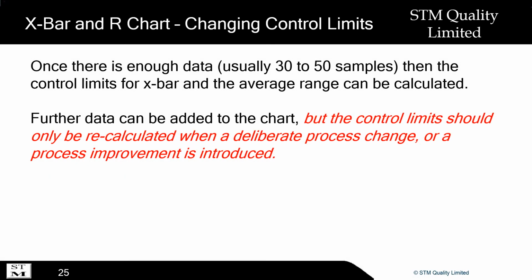Once there is enough data, usually 30 to 50 samples, then the control limits for X bar and the average range can be calculated. Further data can be added to the chart, but the control limits should only be recalculated when a deliberate process change or a process improvement is introduced.